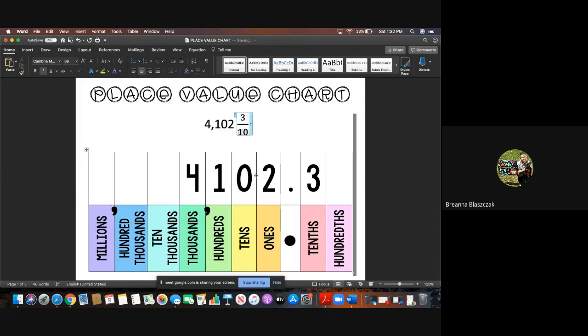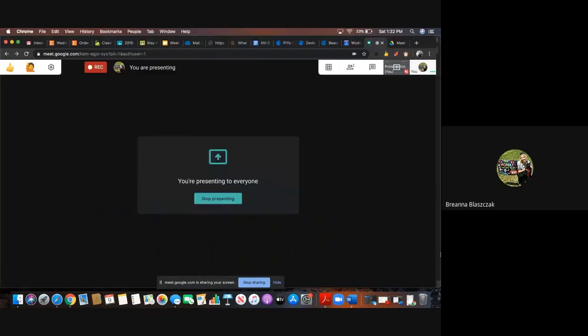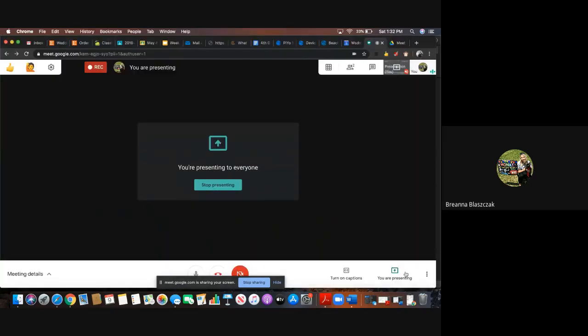So that is how you would do it the other way around. So if you want to challenge yourself, you can always create a decimal and change it into a fraction. And that is how you create a decimal based on a mixed number.